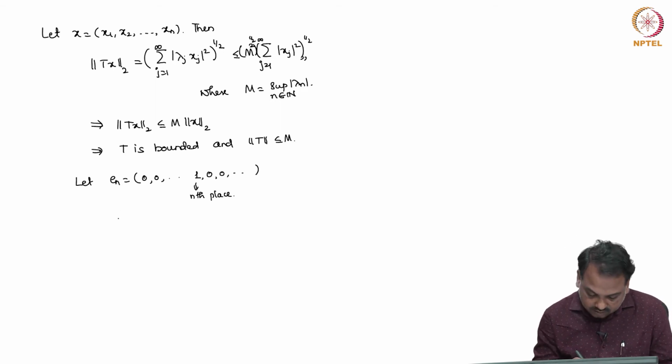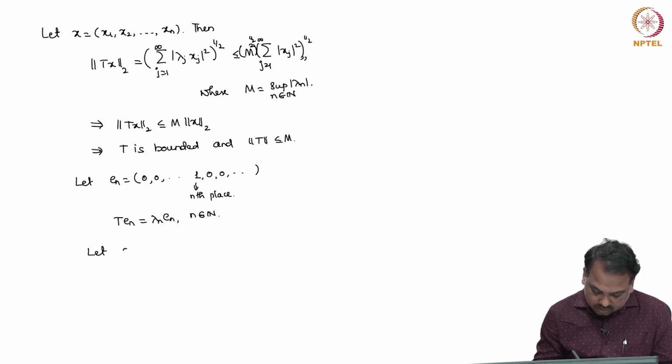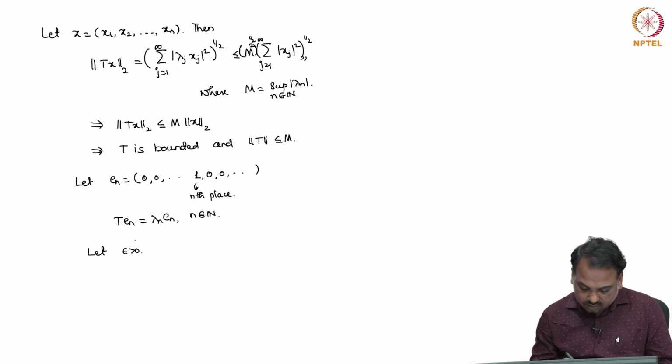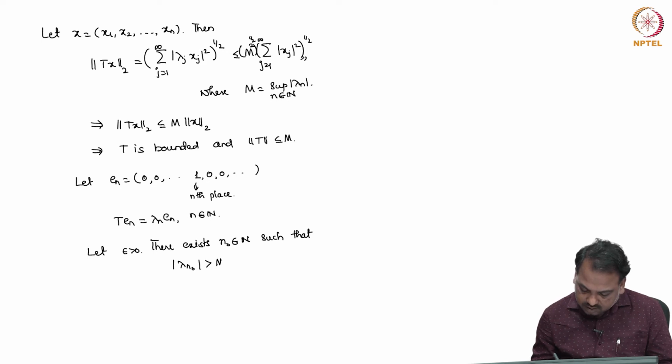Okay. Now if you look at T of En, it is exactly lambda n En for every n. Now let us start with some epsilon positive. Now m is supremum of mod lambda n. So for this epsilon, there exists some n naught in N such that mod lambda n naught is bigger than m minus epsilon by definition of the supremum.